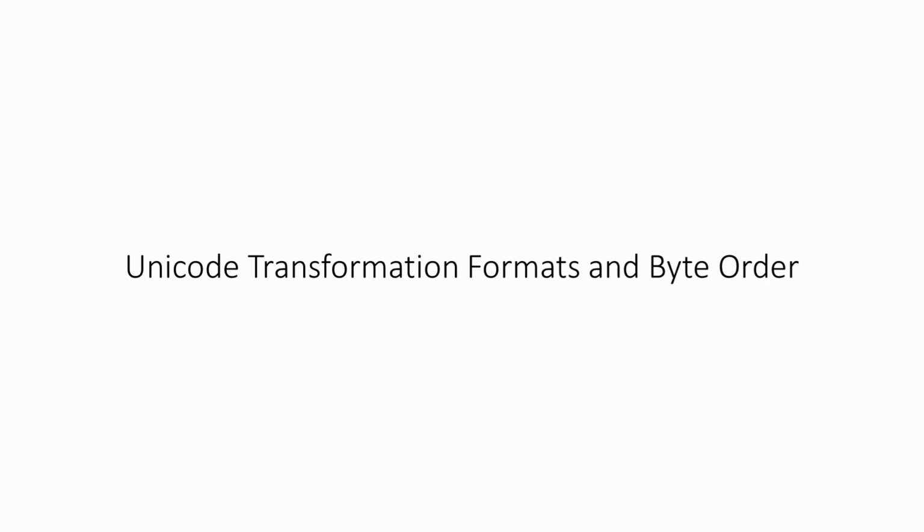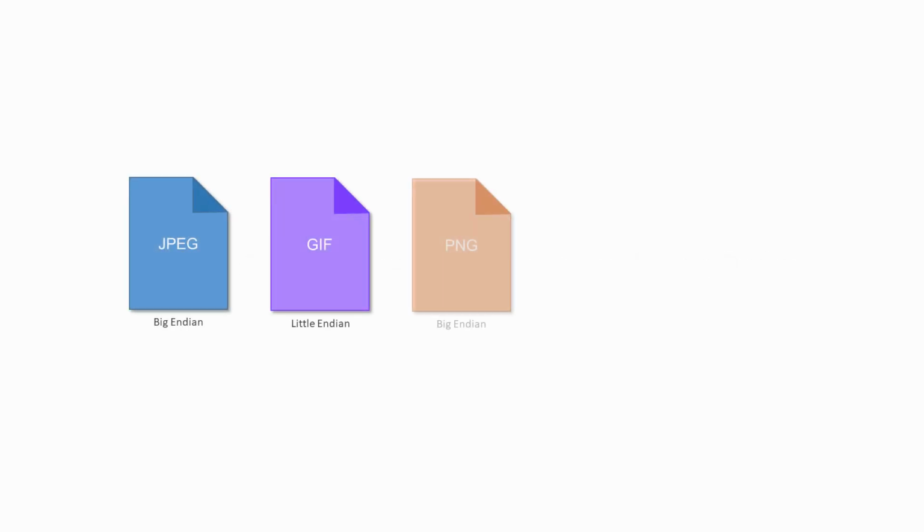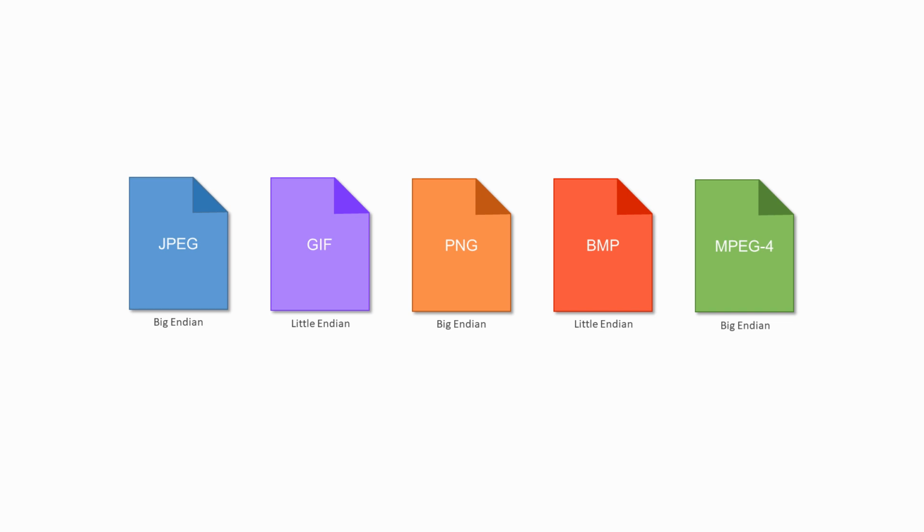In this video, you'll learn how Unicode code points are transformed into binary and why byte ordering could be important if you're a programmer or if you build websites. Image files can store huge amounts of numeric data, so the order of the bytes that make up these numbers is important. Some of these file types store each number with the most significant byte first, and some of them store each number with the least significant byte first. Some are big endian and some are little endian.